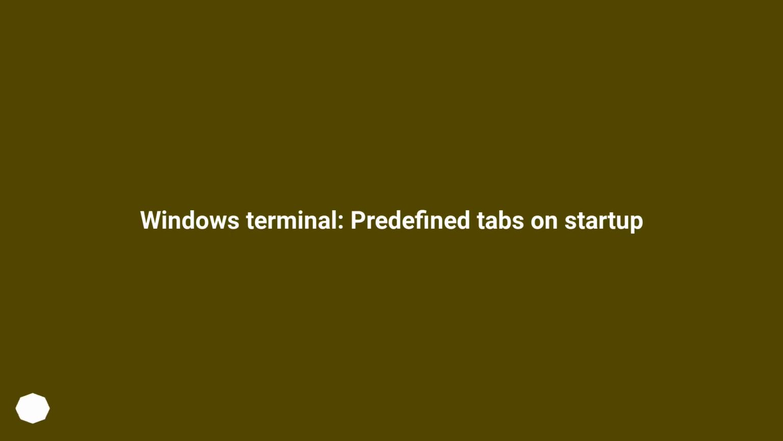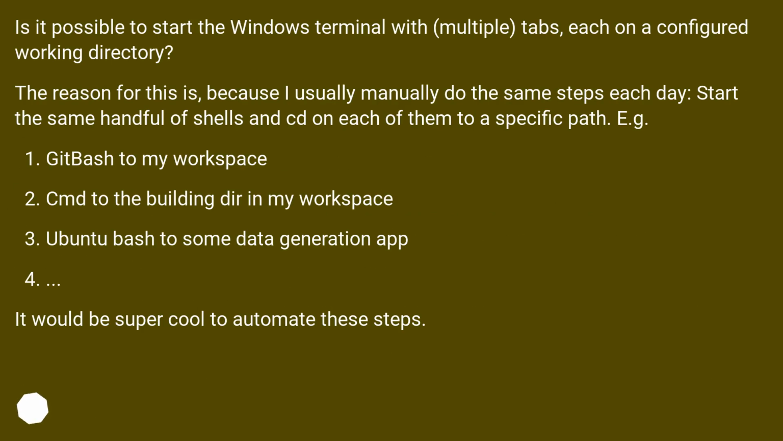Windows Terminal, predefined tabs on startup. Is it possible to start the Windows Terminal with multiple tabs, each on a configured working directory? The reason for this is, because I usually manually do the same steps each day, start the same handful of shells and cd on each of them to a specific path.